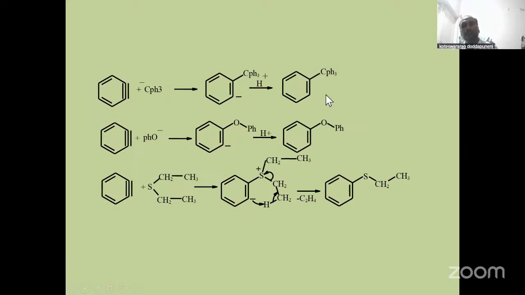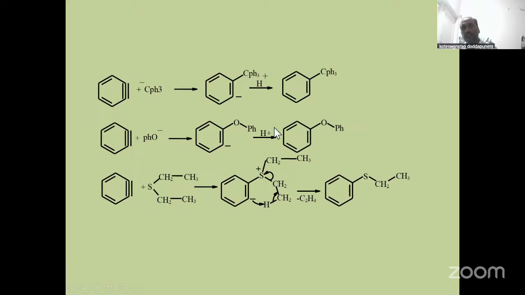methyl benzene or tetraphenyl methane. You can call it tetraphenyl methane. Similarly, phenoxide addition leads to the formation of this carbon ion.